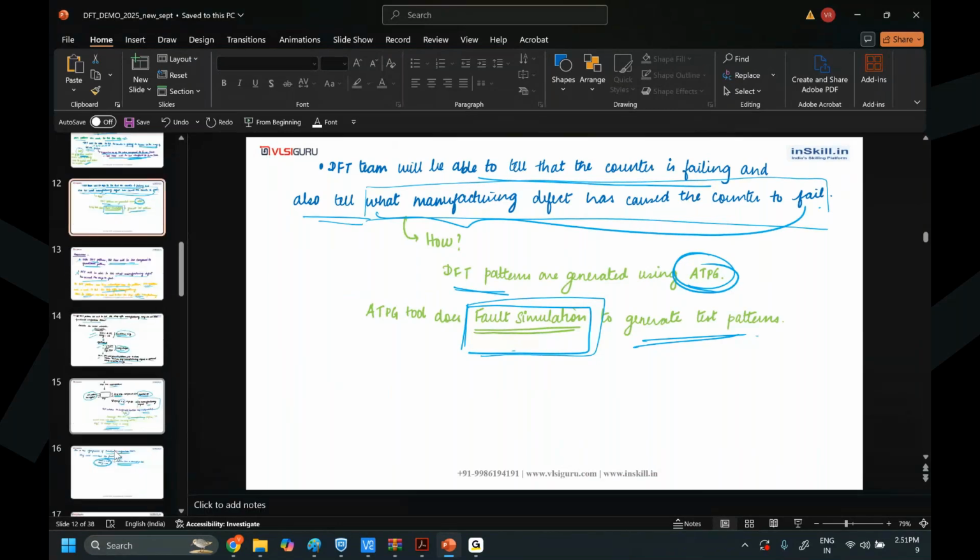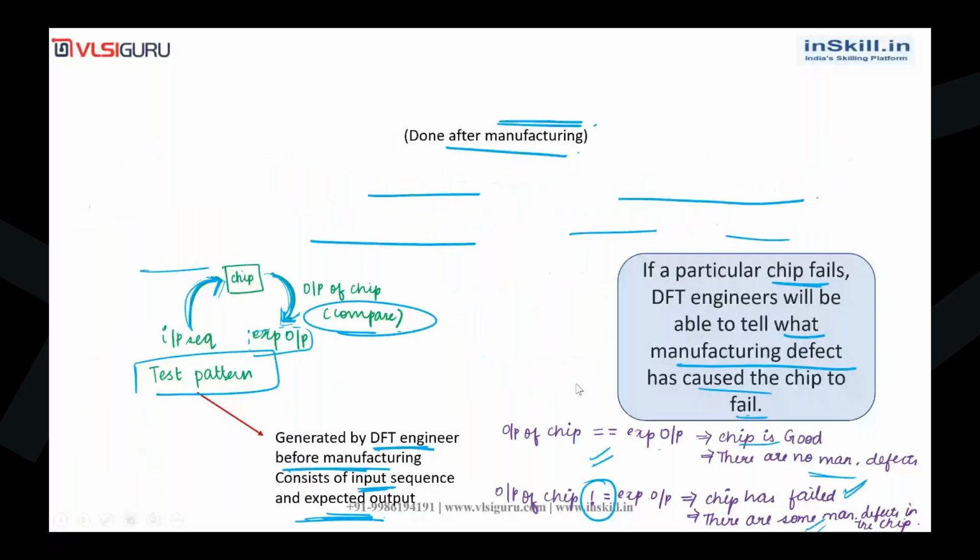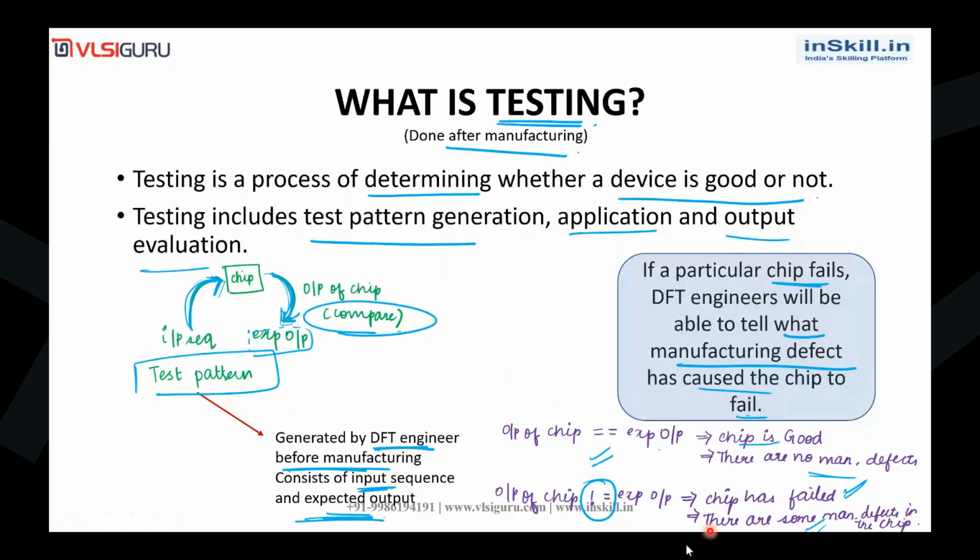Okay. So if the output of the chip is not equal to the expected output, it means that the chip has failed, so there are some manufacturing defects in the chip. If a particular chip fails, DFT engineers will be able to tell what manufacturing defect has caused the chip to fail. How? Because the DFT team generates patterns using ATPG, automatic test pattern generation. The ATPG tool does a process called fault simulation to generate the test patterns. So that's why DFT engineers will be able to tell what manufacturing defect has caused the chip to fail.